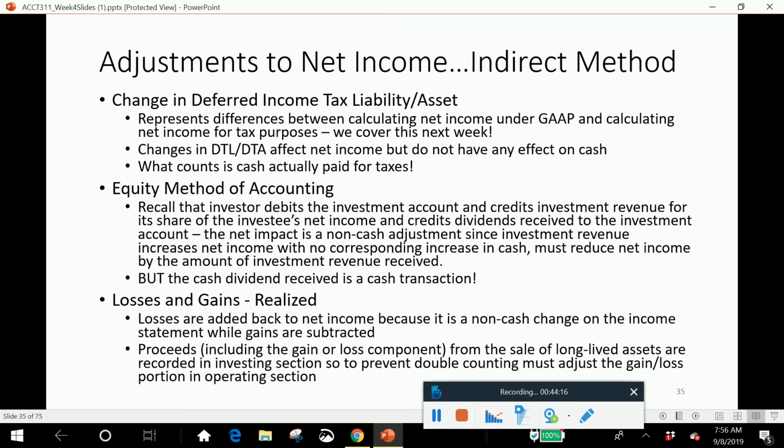Okay, we add back losses to net income because it's a non-cash change on the income statement, while if it's a gain, we are going to subtract it. Proceeds, including the gain or loss component from the sale of long-lived assets, are recorded in the investing section, so to prevent double counting, we must adjust the gain or loss portion in the operating section.